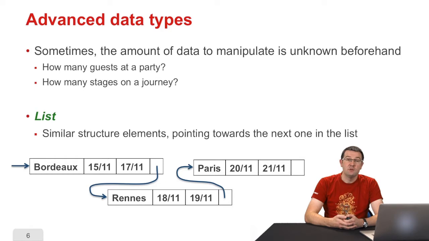A list is something that points towards the beginning of a list. Same as before, a list is a tuple. For example, here, the tuple contains a town, a date and an end date. The tuple points towards the next one, so there's a list with a cursor at the beginning. And each element points towards the next one in the list.